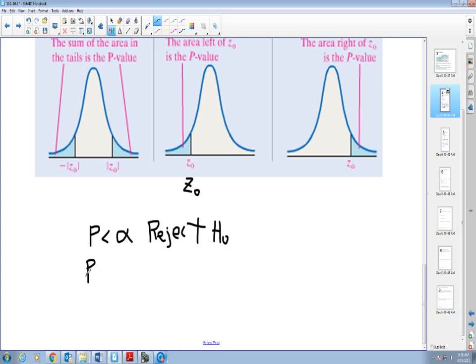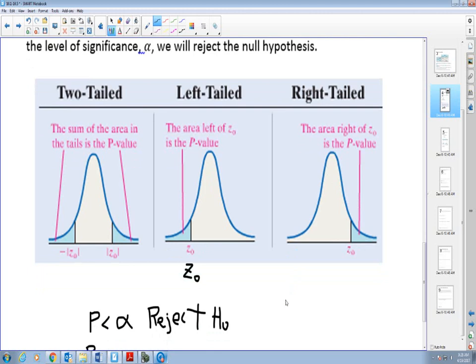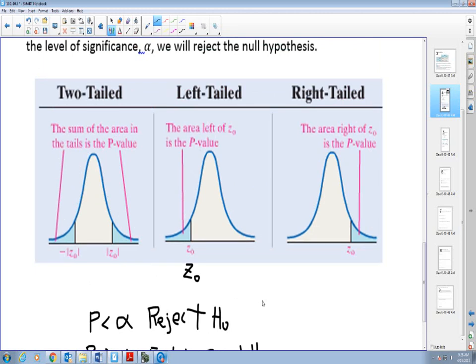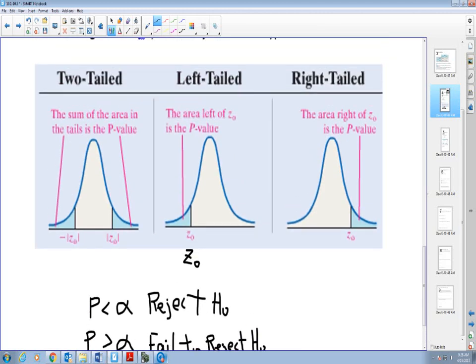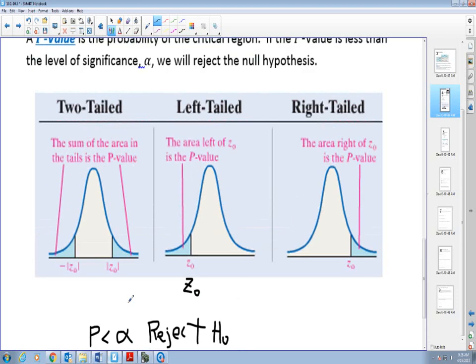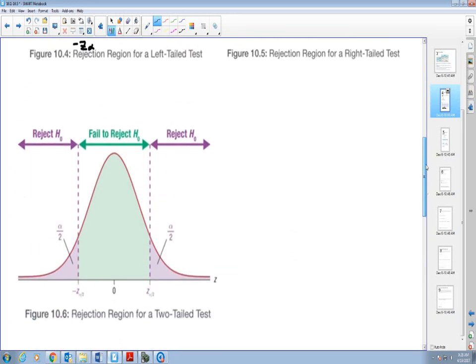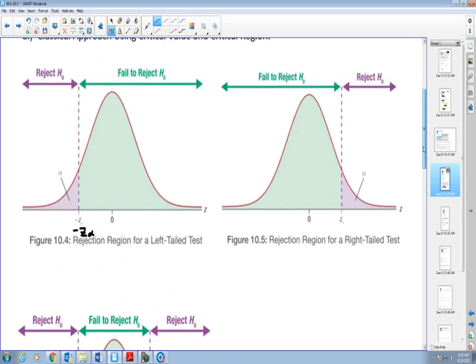So the p-value is the probability of the critical region, and the critical region is the rejection region. If the area under the curve of the rejection region is greater than the alpha that we set, then we fail to reject the null hypothesis. If the area of the critical region is bigger than alpha, that tells me my test statistic will fall under the green part. In all these pictures, it will fall under the green part.